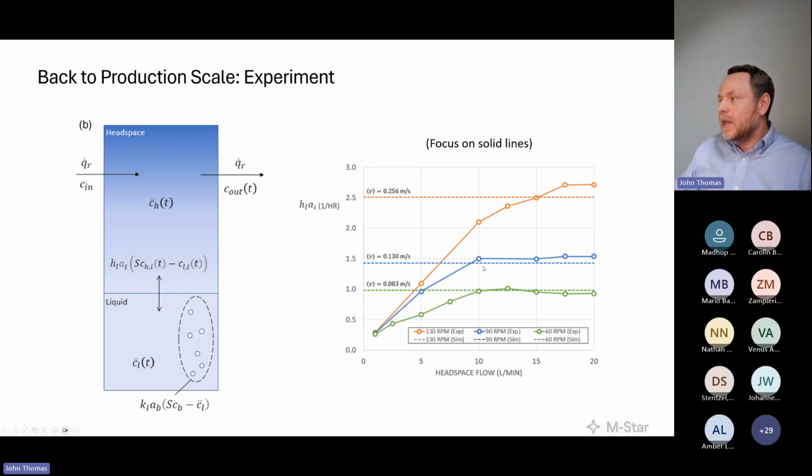But this trend prevails. Look, as I go to my higher impeller speed, eventually, once I get to like 17 liters per minute, I reach a headspace flow rate independent HLA. This makes sense because I have a higher HLA at these higher impeller speeds because I have a higher interface velocity. That means I have to turn this headspace over more quickly until I eventually get to a point where my apparent HLA measurements are no longer flow rate dependent.